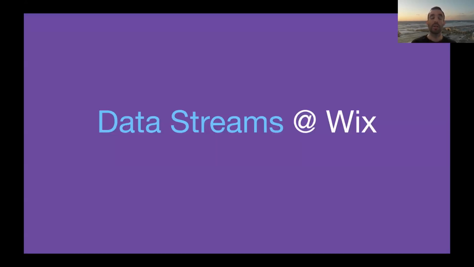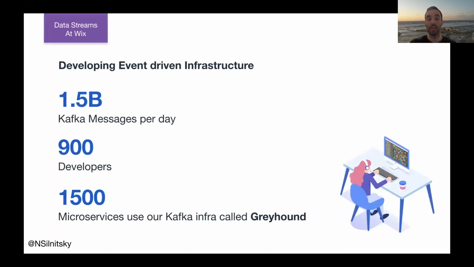So specifically, data streams team at Wix, like I said, we develop event-driven infrastructure, and the event-driven system produces 1.5 billion Kafka messages per day and more. 900 developers use our infrastructure in their code, and 1,500 microservices use our Kafka SDK wrapper infrastructure called Greyhound.